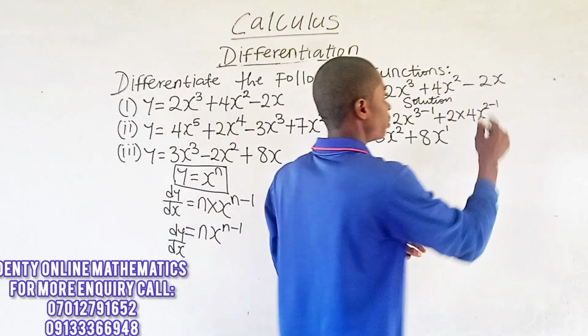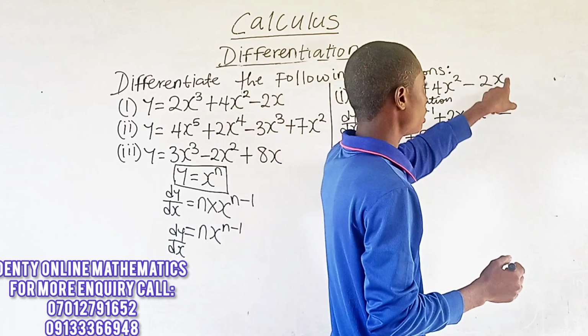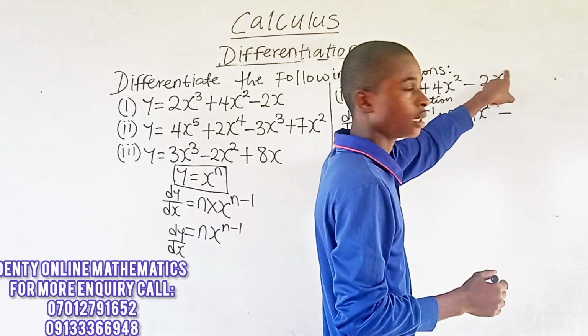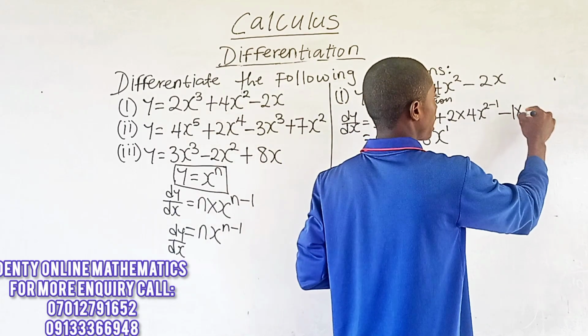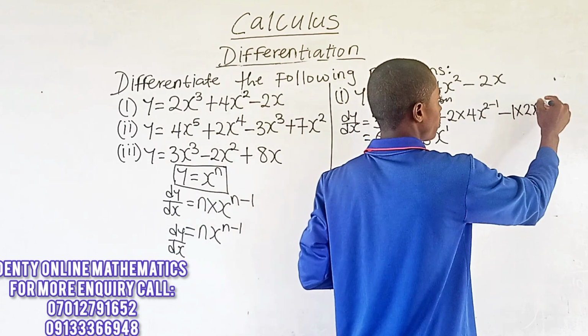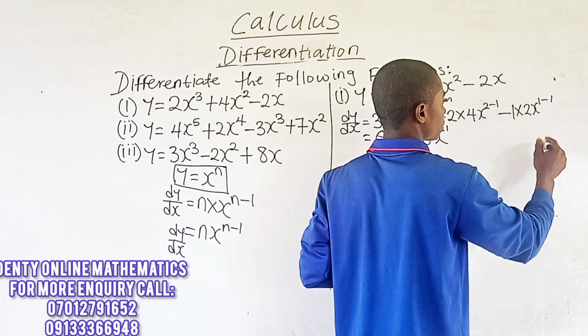Now the next one here is minus 2x. Bring down the minus sign. Remember, the power of x here is 1. So it's going to be 1 times 2x to the power 1 minus 1.